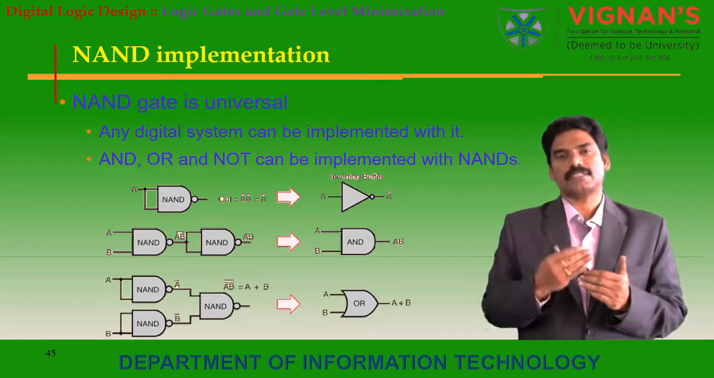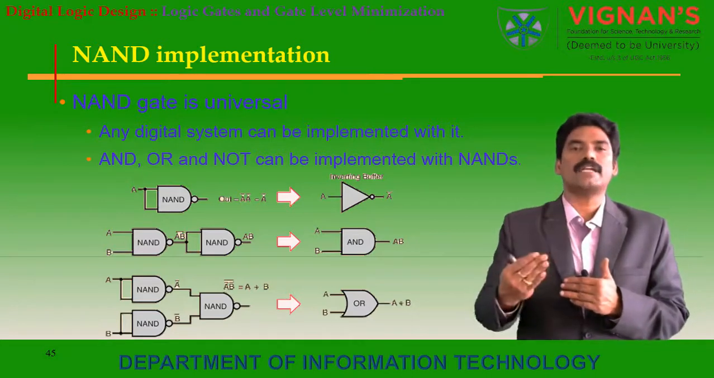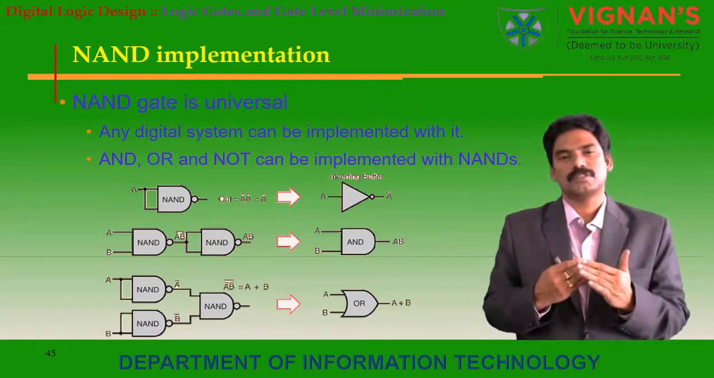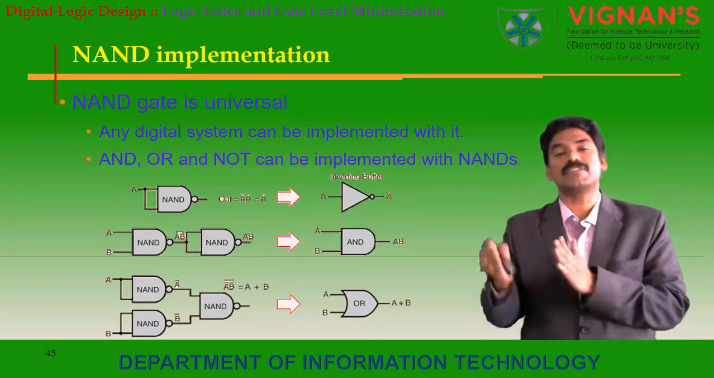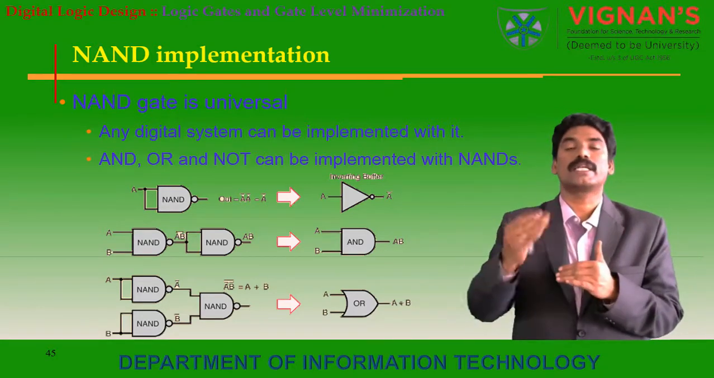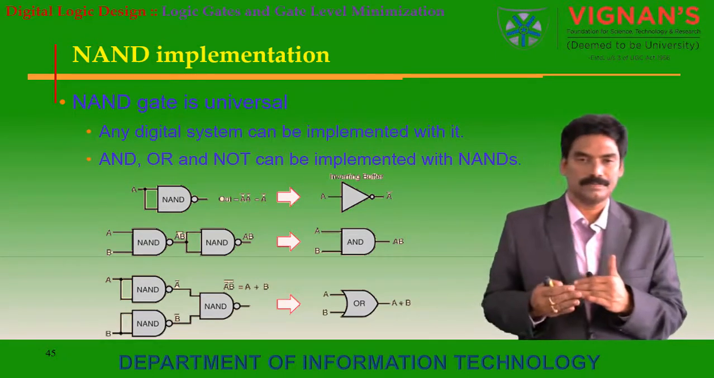Here in the second one, we are developing the AND gate by using NAND gate. For this, we have two inputs. The inputs go to the first NAND gate, and the same NAND output is given to another NAND gate also. So by that we get AB, that is similar to the AND gate.